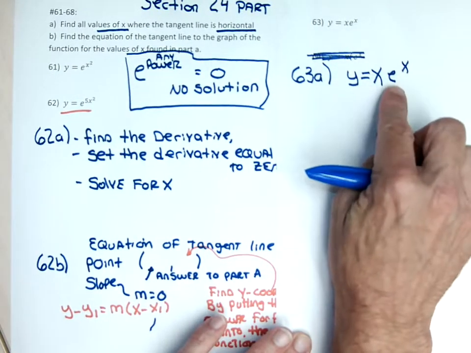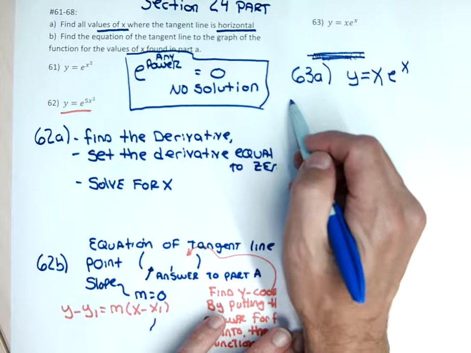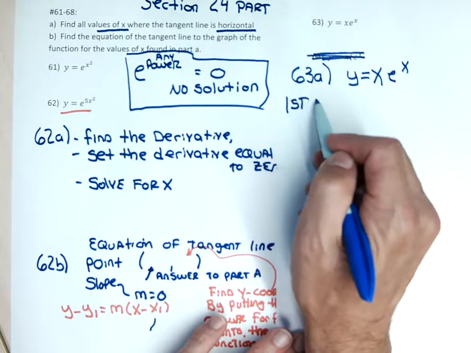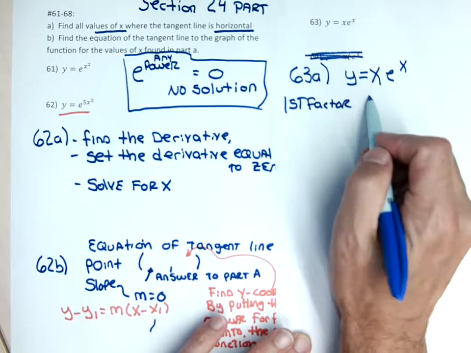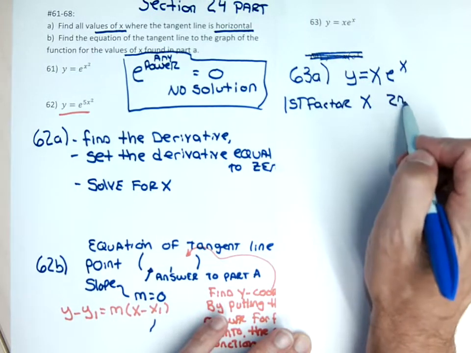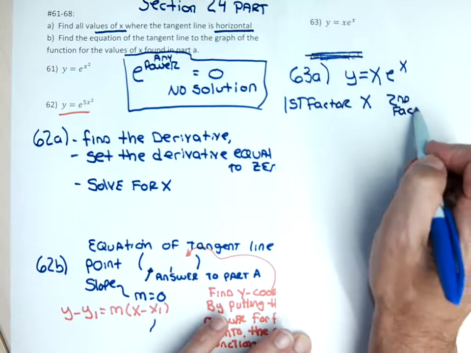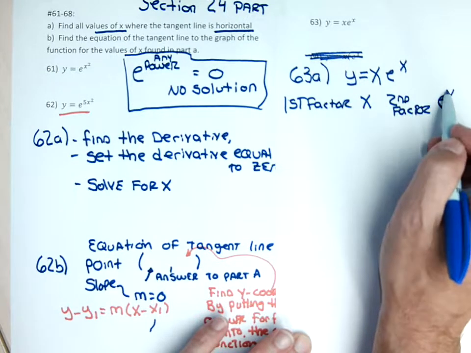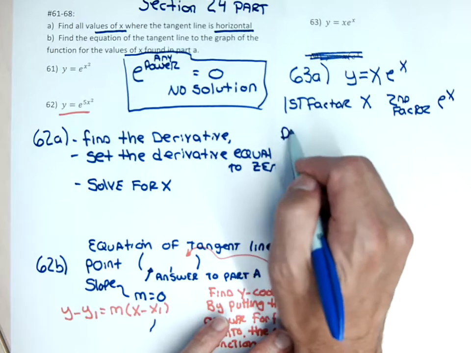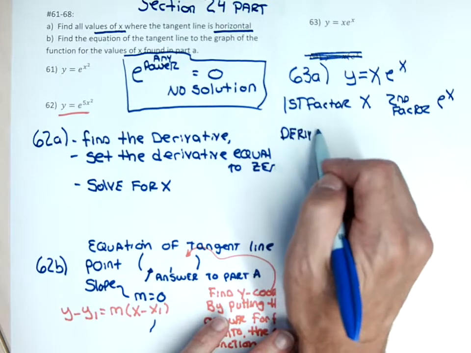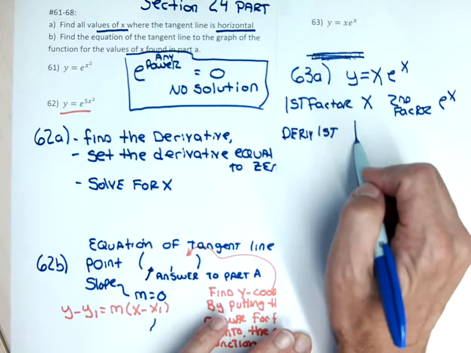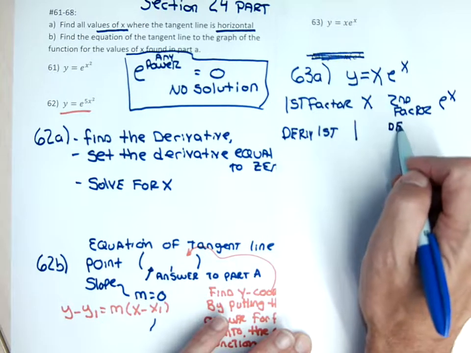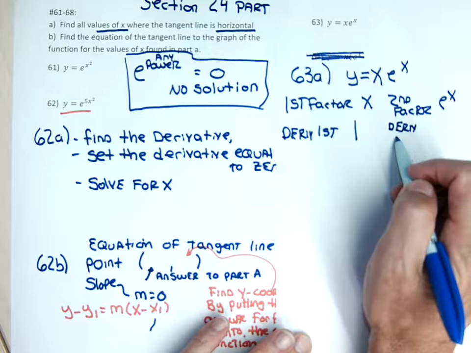Because there's multiplication and both factors have an x, I need to use the product rule. So I need to know the first factor, which is the x, the second factor, which is e to the x. I need the derivative of the first. It's an x to the first power term. The derivative is just the number in front of the x, and the number implied in front of the x is 1. And the derivative of the second, it's an e.